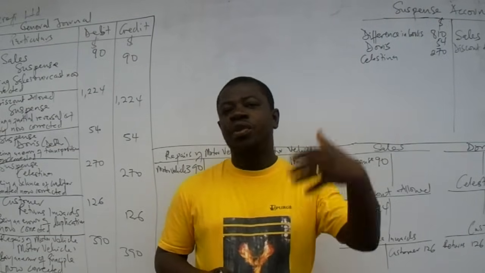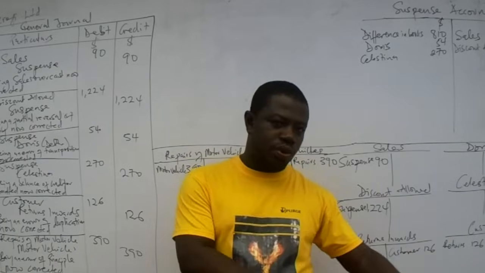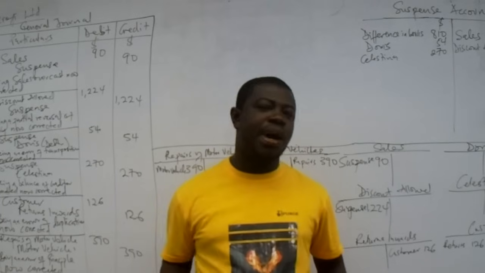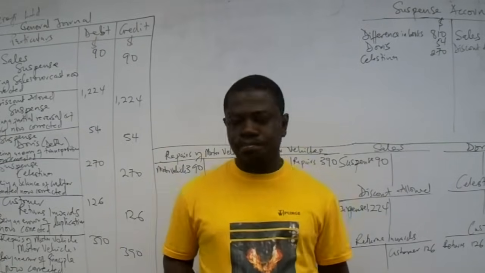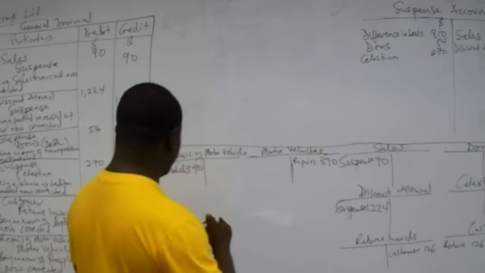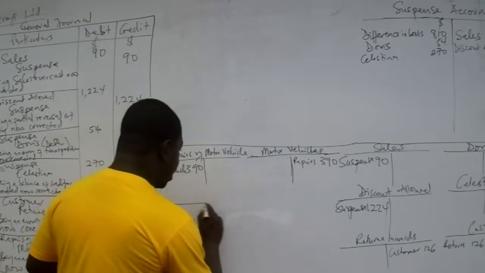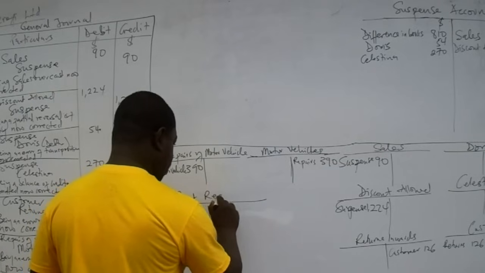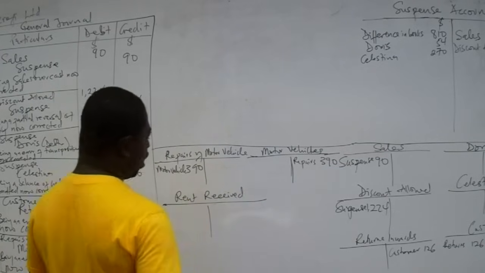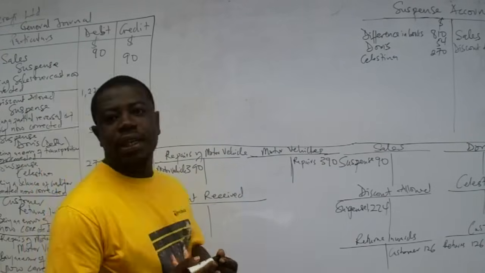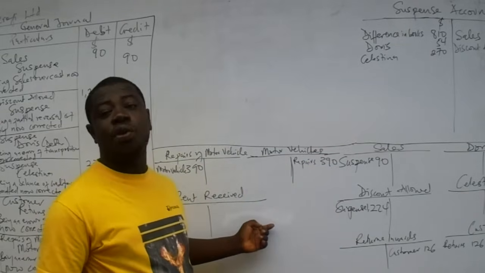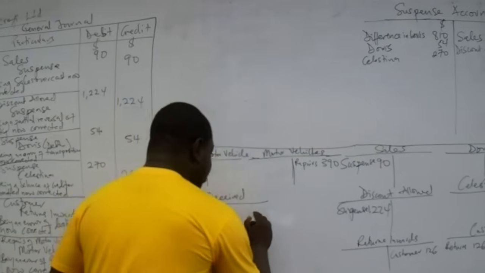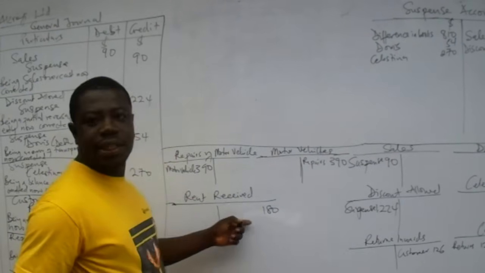But here we are told that the cash book was debited correctly, and then no other entry has been made. And so we are going to put it back into the rent received account. So this is what we are going to do. We are going to open a rent received account. This one, we didn't credit it at all. So what we have to do is come and credit it. And the amount involved is $180, which is 60 times 3.